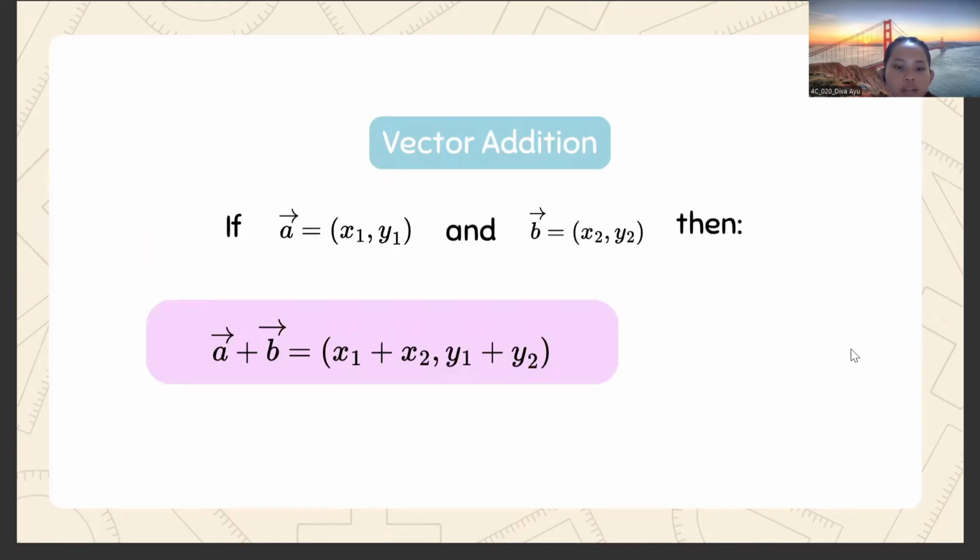Next is vector addition. Now let's discuss vector addition. To add two vectors, we simply add their corresponding components. This means we add the x components together and then add the y components together. The result is a new vector representing the combined displacement. Vector addition is commonly used to determine total movement or total force.